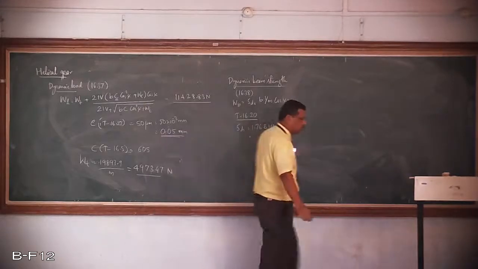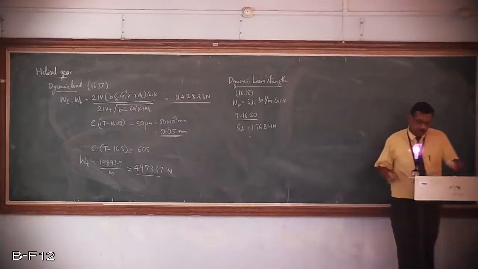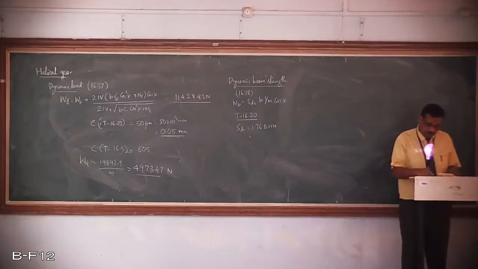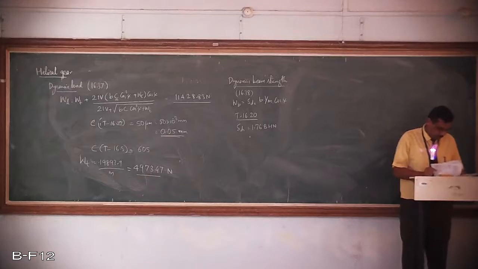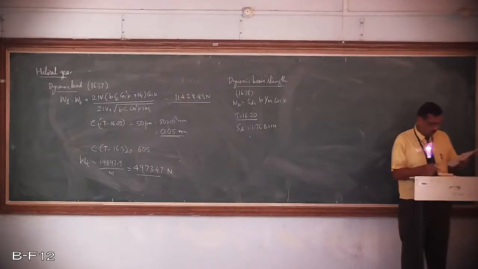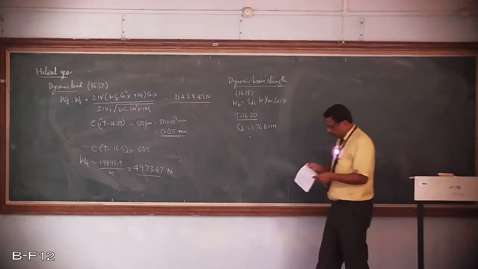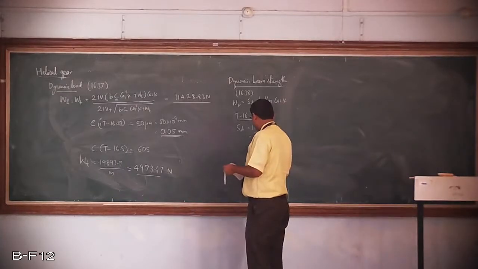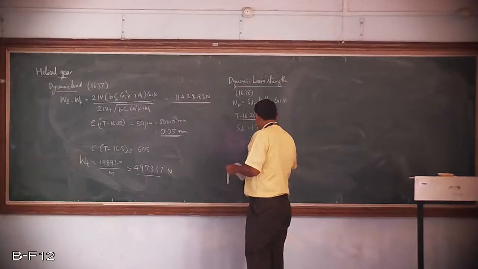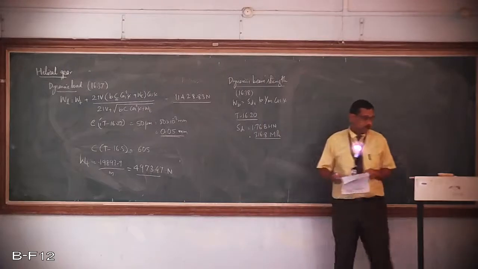Therefore, if you make use of that value, SCN equal to 1.76 times BHN, this is the value of endurance limit. If you make use of it, how much do we get? We get 316.8 megapascal. This is the value of endurance limit, 1.76 times BHN.